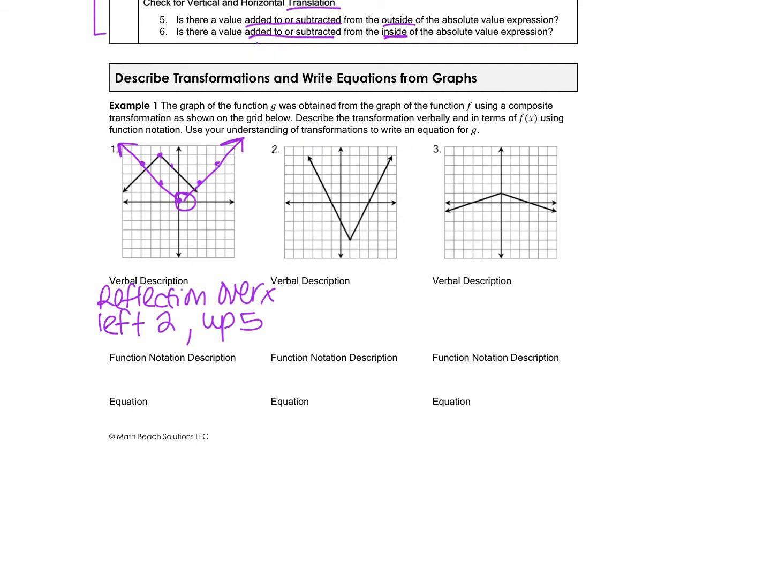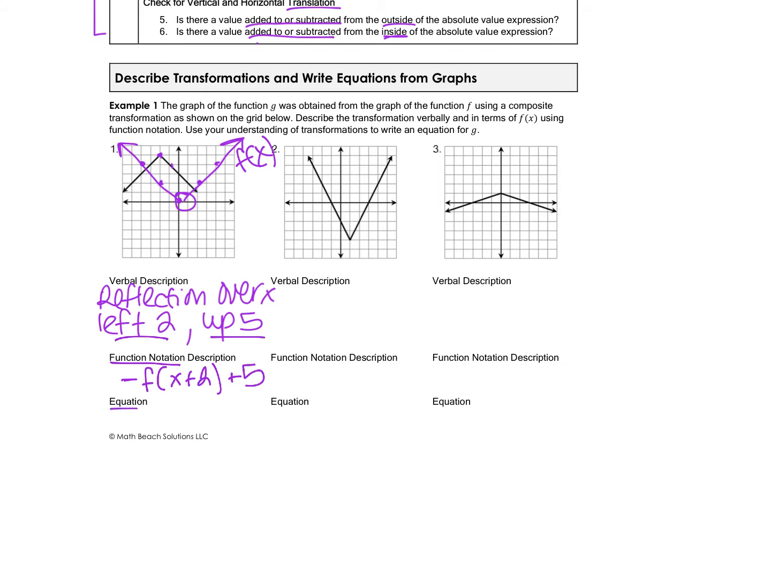So we're going to write this in function notation description. We're using f, which is our parent function. The negative, the reflection over the x-axis, is a negative in front. I'm going to write f. And then if we're going left 2, remember that's the opposite, you're adding to your x. So in parentheses, you'll have x plus 2. And then your up 5 is changing your y on the outside, which would be plus 5. So there's your function notation description.